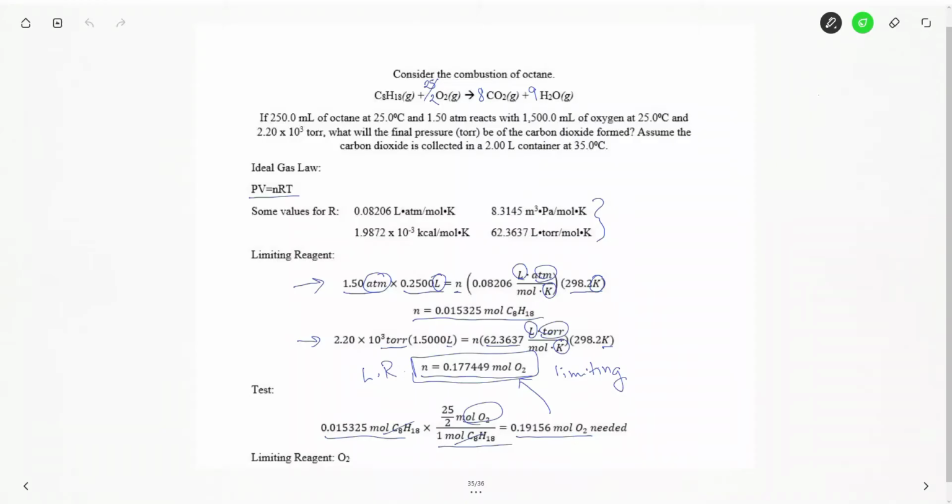Hi everyone, in this video I'm going to go through my significant figures in my gas law stoichiometry problem. Okay, here's my problem all worked out. Let's determine sig figs.